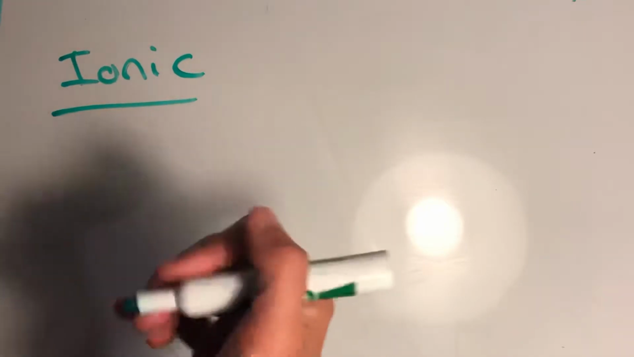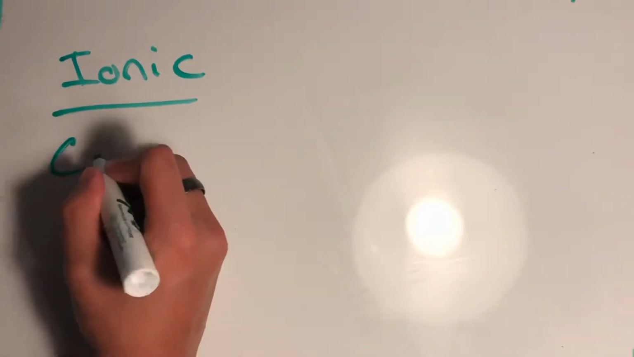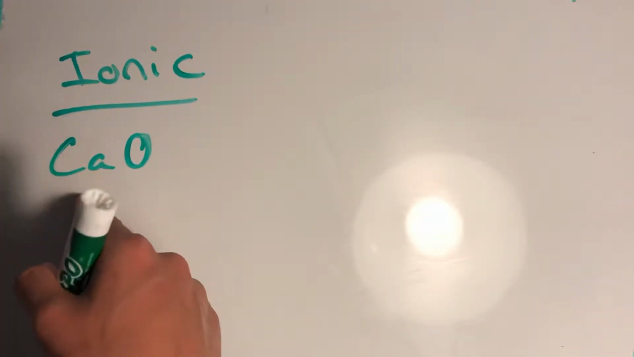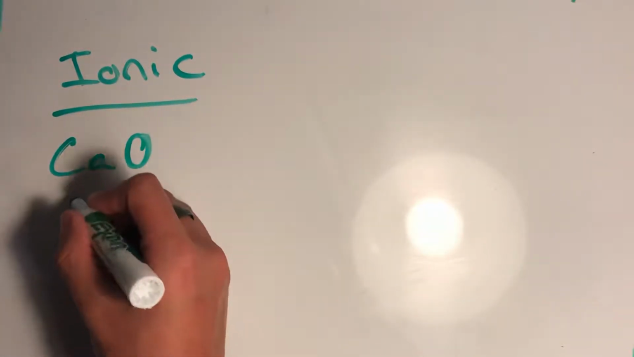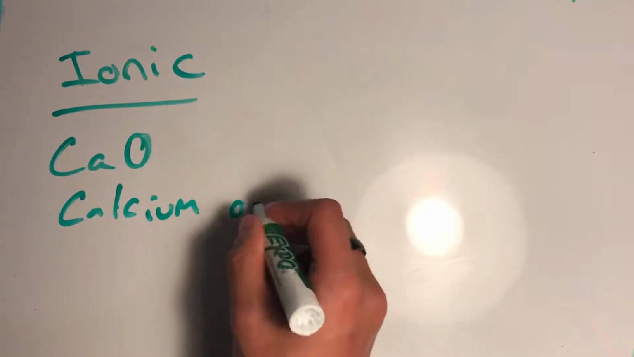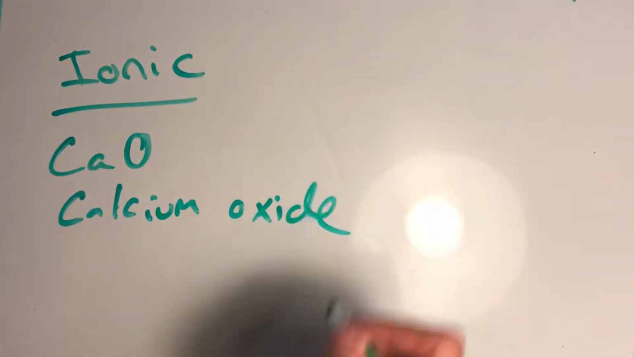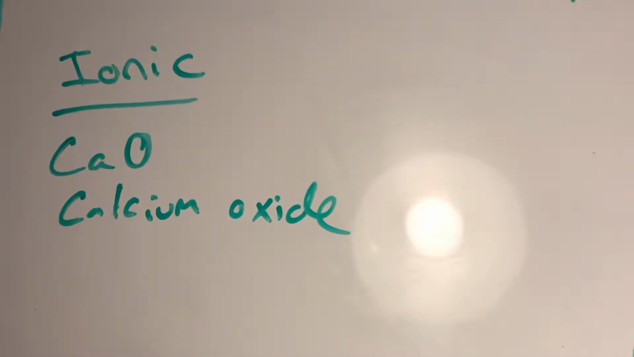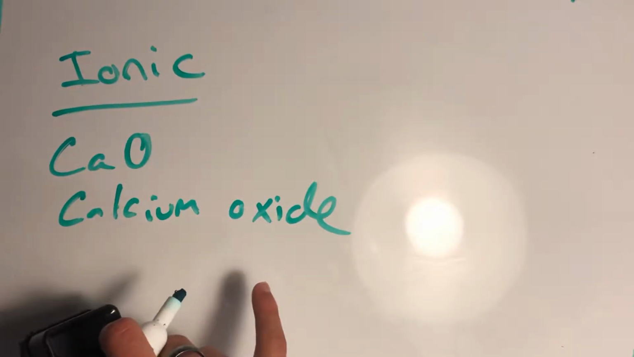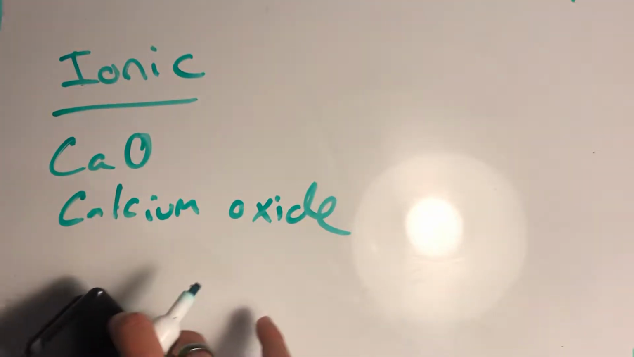And this one is a little bit trickier, or not exactly as tricky, but it's about the same. So for example, CaO, and if you know Ca, this doesn't come up as often. This one's calcium oxygen, so this one is just calcium oxide. But one thing to consider is transition metals. So transition metals are a little bit different.